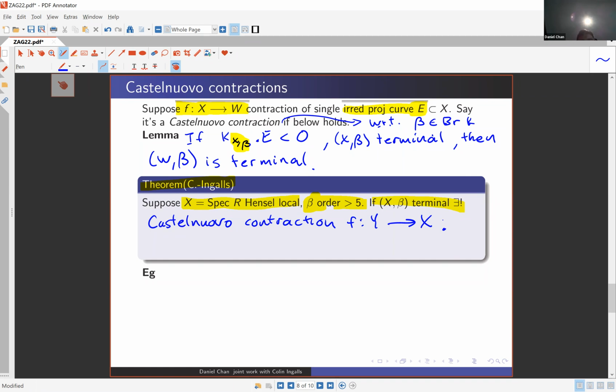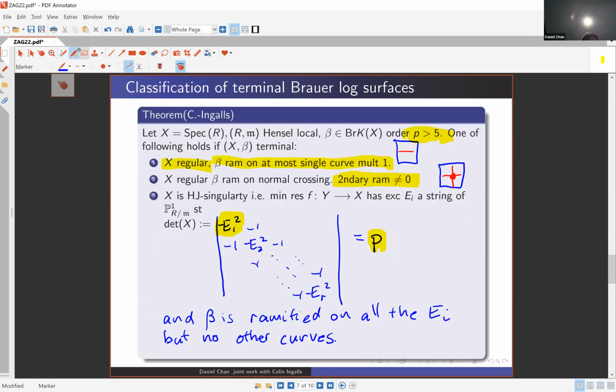Maybe I'll just say a little bit about what happens here. Maybe I'll go back up to the previous slide. You may think, well, is the answer just a blow up? Well, it turns out that if you have normal crossings, then the answer is you just blow up that point. That will give you a Castelnuovo contraction, or the reverse of that. If there are no ramification curves, you just blow up the point. But if it is ramified on a curve, you will find that it's something a bit more interesting. In this case it'll be even more interesting, but it's a little bit complicated to describe, so I don't want to describe it.